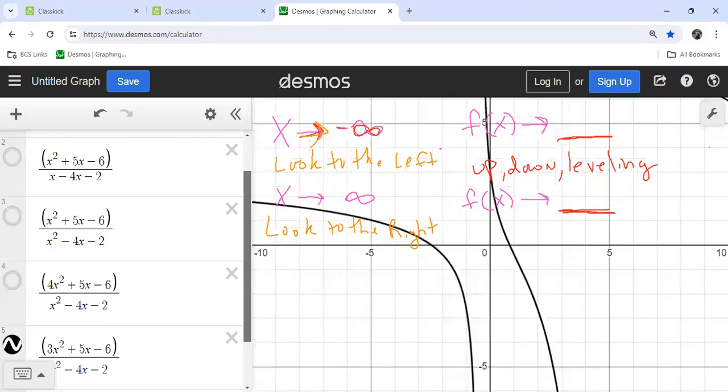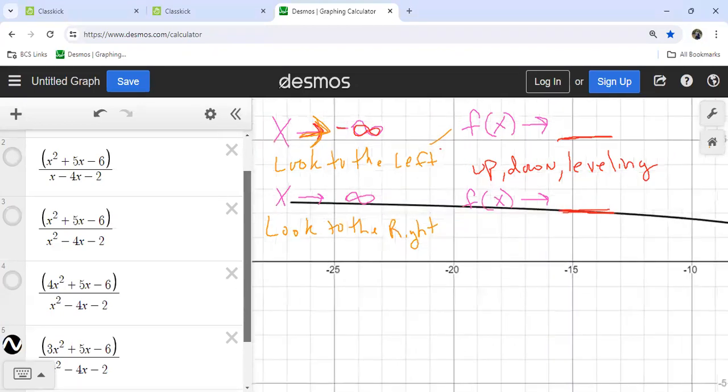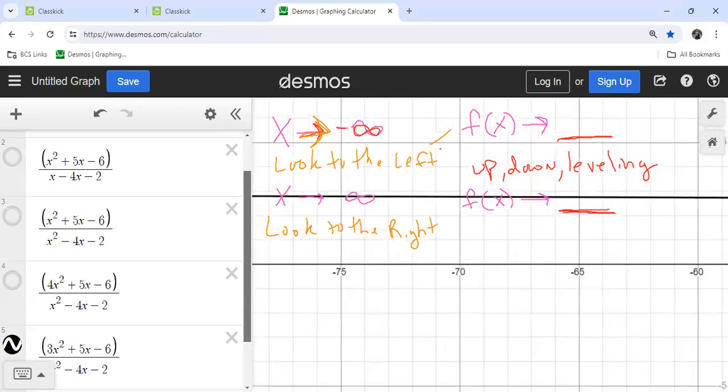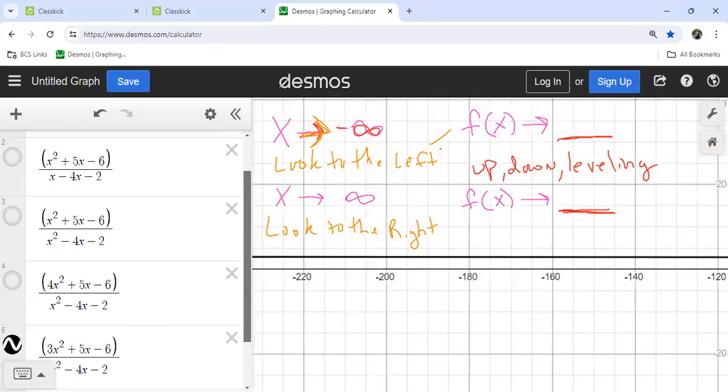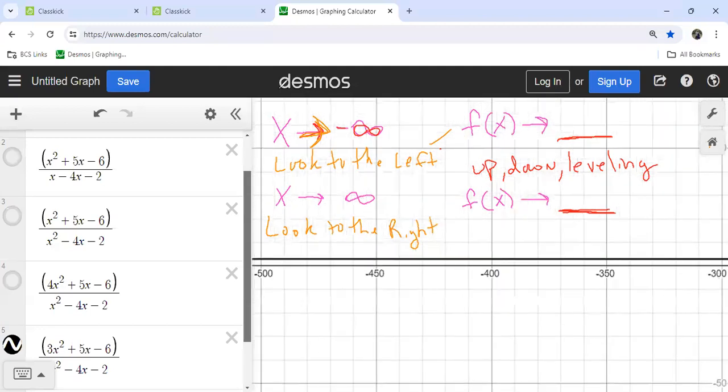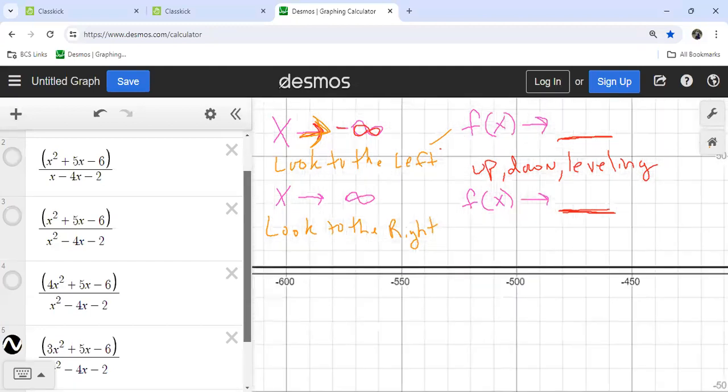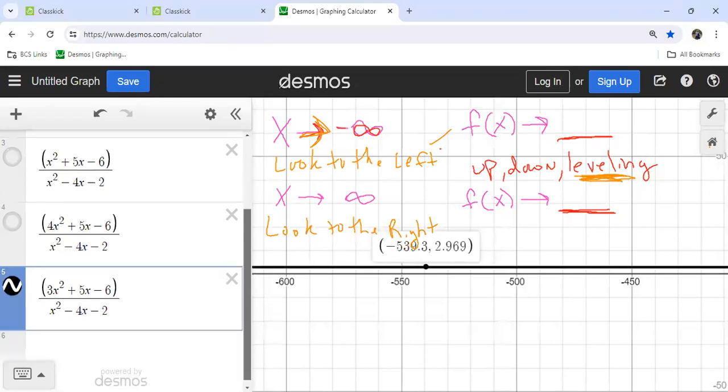Let's go to the first one, which says x approaches negative infinity, which simply means look to the left. I'm going to drag all the way to the left, keep going, keep going. You notice as I go out, it's leveling. Then I'm going to trace that all the way out: 2.996, 2.969, 2.769. I bet it's leveling off at approximately the value of 3.